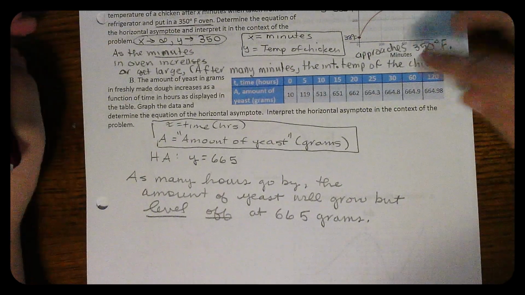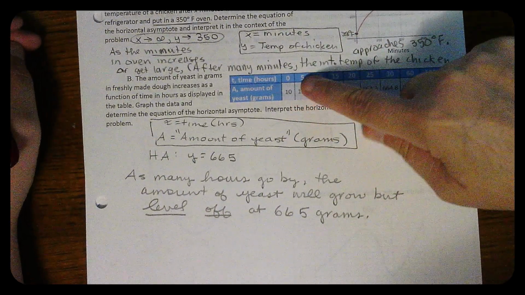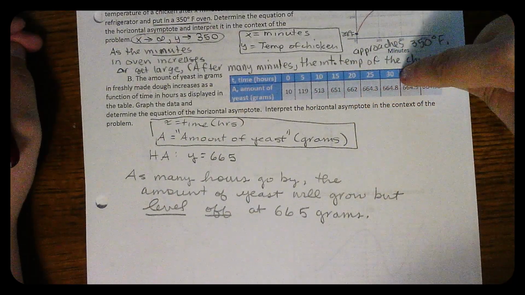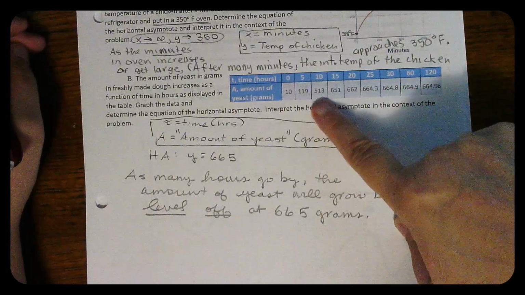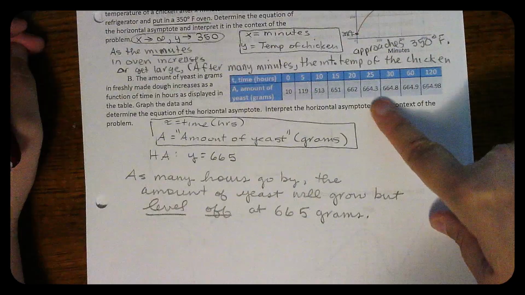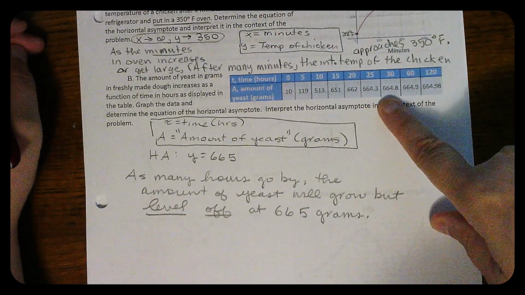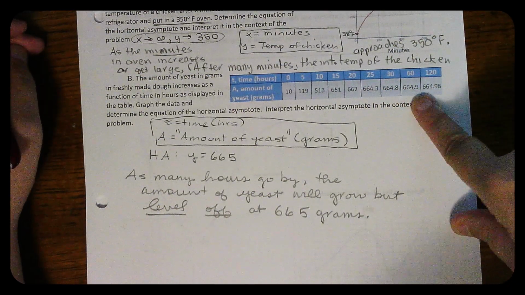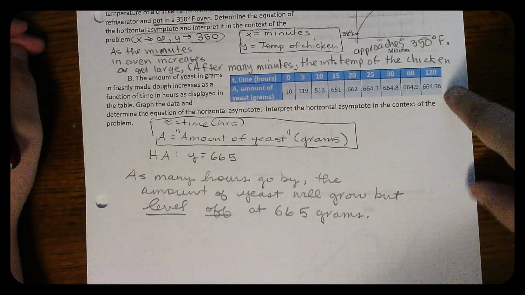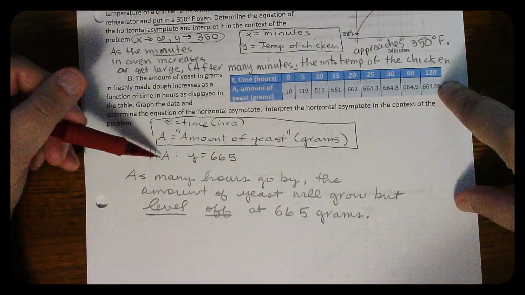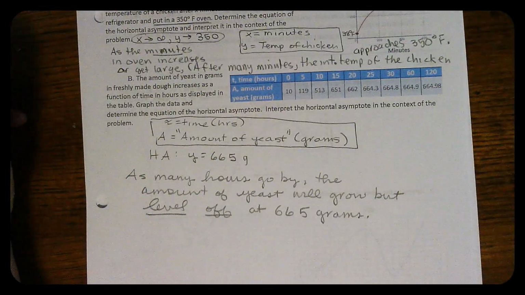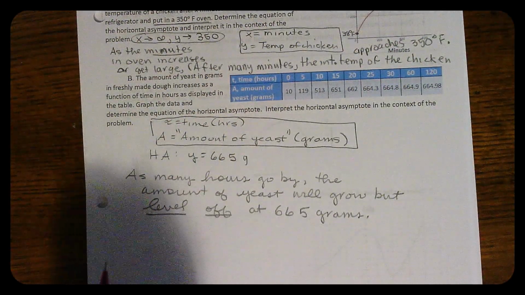If you look at the table, you can see that after 5 hours, you've got 119 grams. And as the hours increase, it goes up to 513, but then it starts to increase just a little bit at a time until finally we're talking tenths: 664.3, 664.8, 664.9, 664.98. So you have to infer from that it's trying to level off at 665 grams. So the horizontal asymptote would be y equals 665.